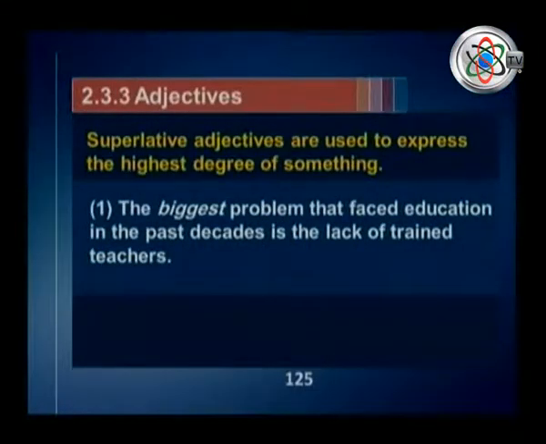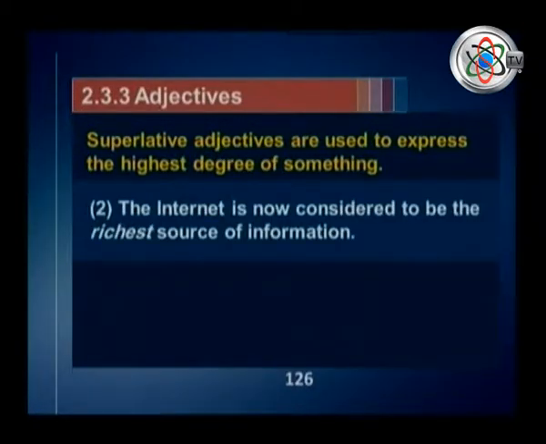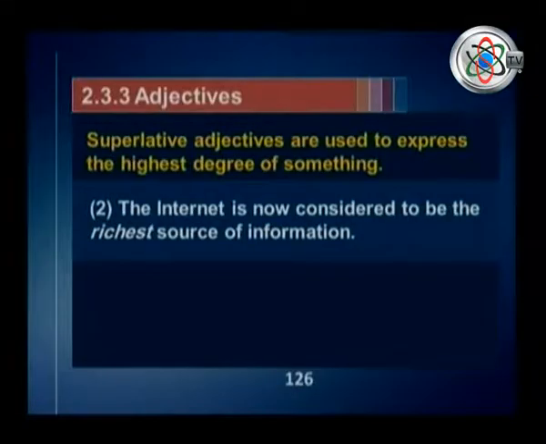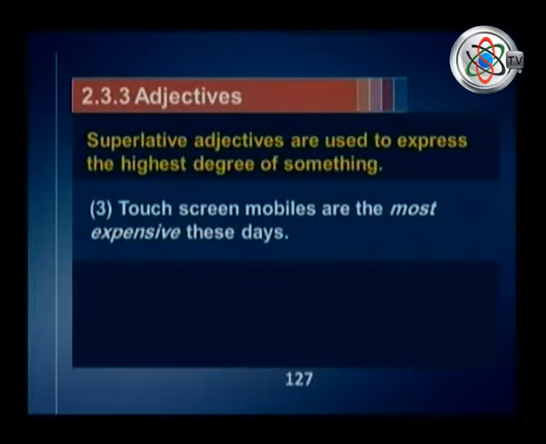And let's have a look here. The biggest problem that faced education in the past decades, tens and tens of years, is the lack of trained teachers. We have this now also, you see. And now let's look at superlative adjectives, which are used to express the highest degree of something. The internet is now considered to be the richest source of information. That is true. That's a fact, by the way. And you are all affected by the fact.